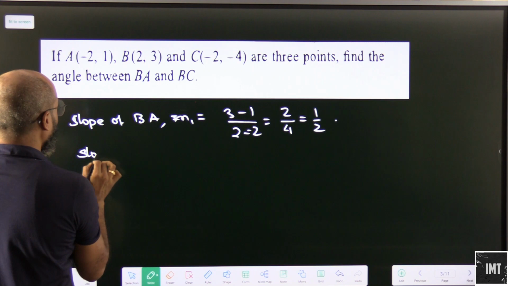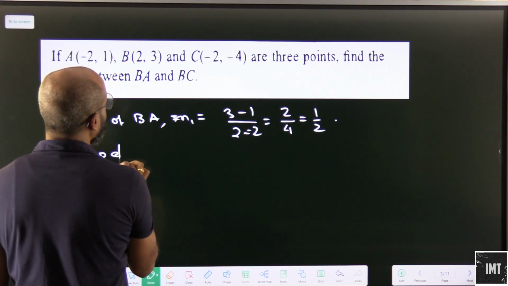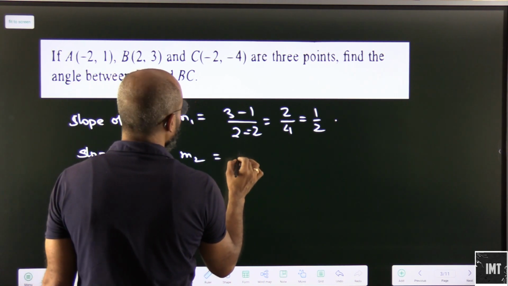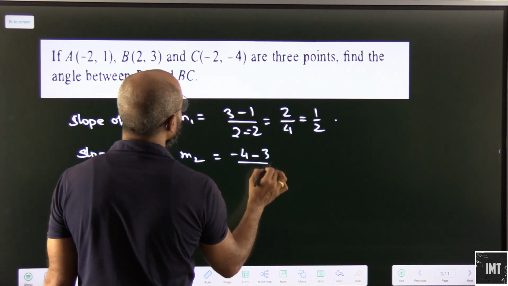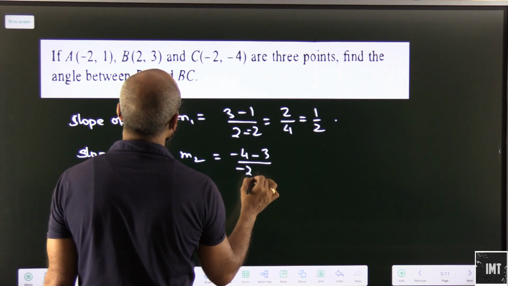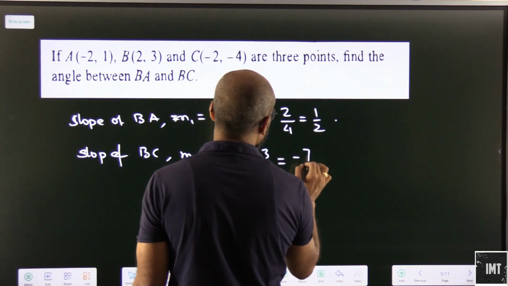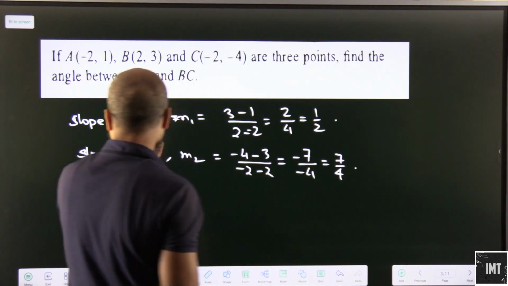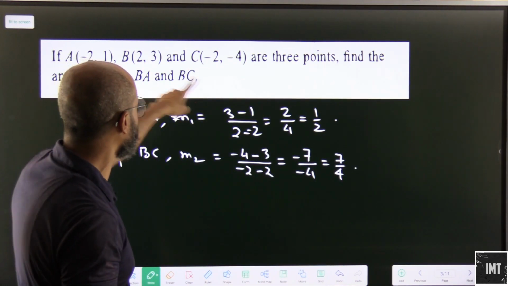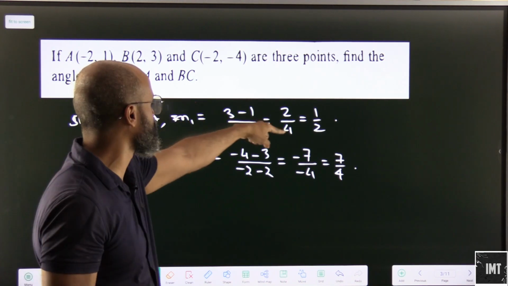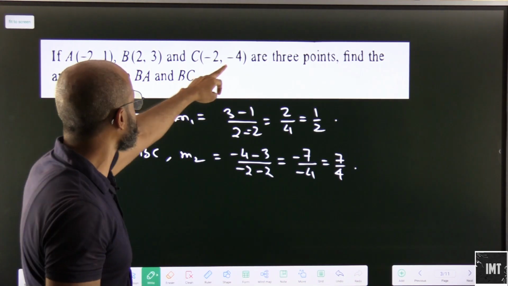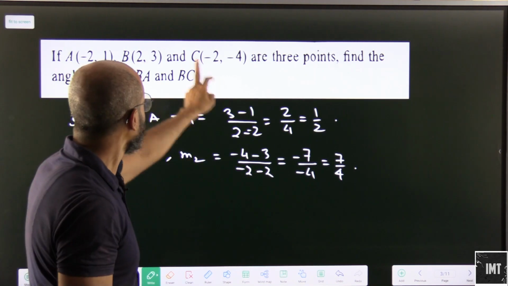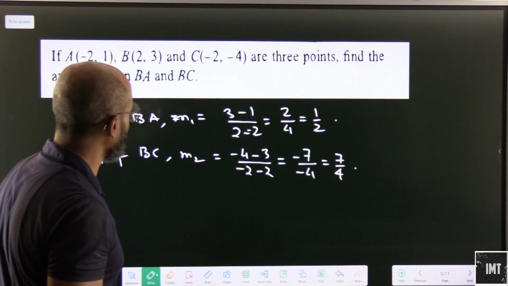Similarly, the slope of BC, that will be m2, will be (4 minus 3) upon (minus 2 minus 2). So this will be 1 by minus 4. Okay, the slope of BA, that will be 3 minus 1 and 2 minus (minus 2), that is 2 by 4, that is 1 by 2. The slope of BC, (minus 4 minus 3) upon (minus 2 minus 2), that is minus 7 by minus 4. So that will be 7 by 4.